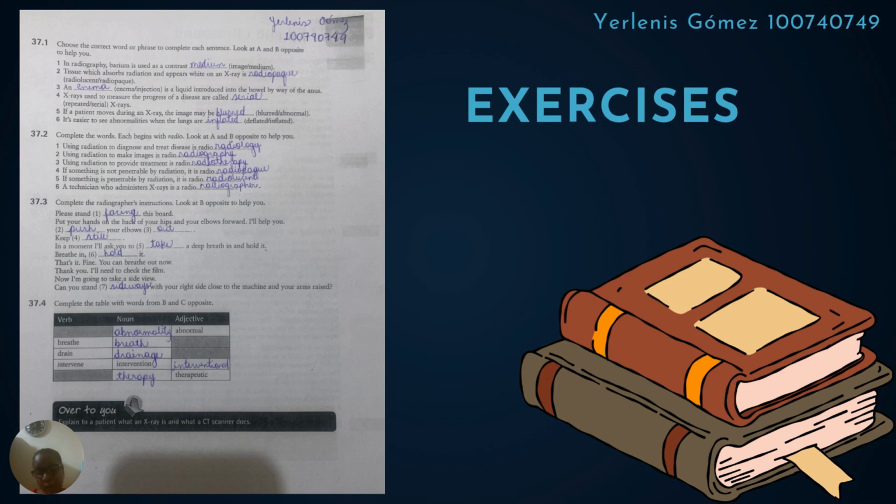Fine. Let's go with 37.3. And it says, complete the radiographer's instructions. Look at B opposite to help you. Okay, so we're going to start. Please stand facing this board. Put your hands on the back of your head and your elbows forward. I'll help you push your elbows out. Keep still. In a moment, I'll ask you to take a deep breath in and hold it. Fine. Hold it. Breathe in, hold it. That is fine. You can breathe out.